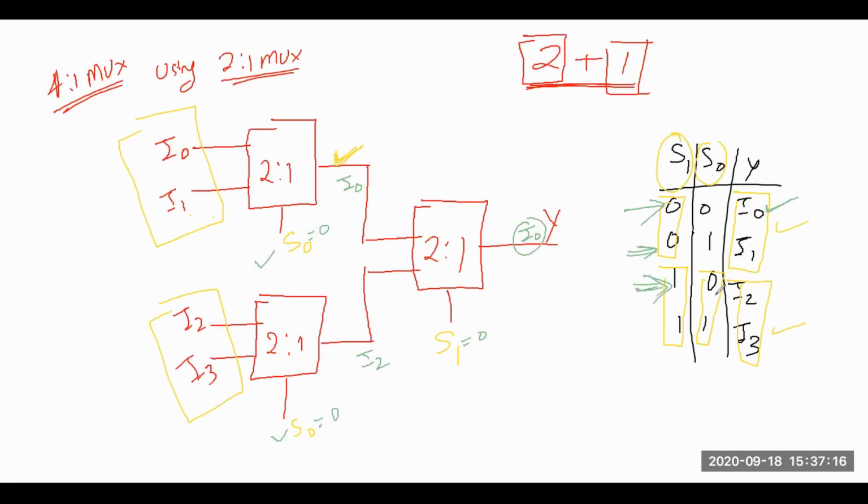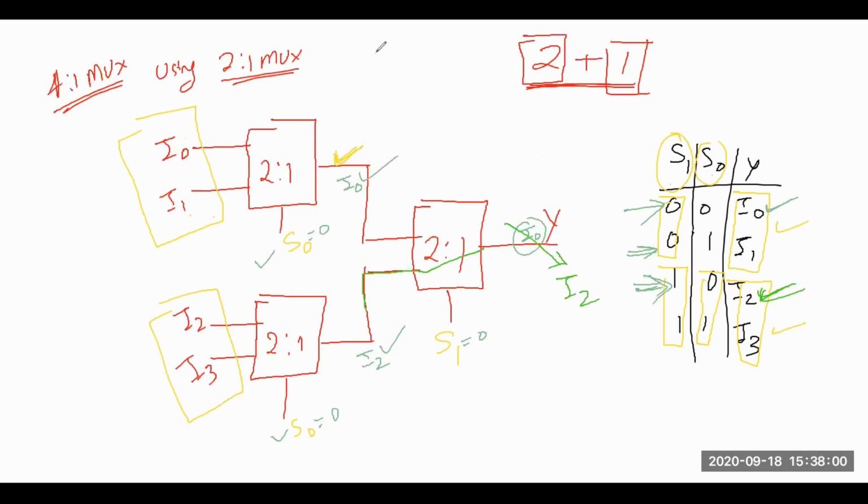Let's check the third case. When S0 is 0, I'm getting I0 here and I2 here. And if my S1 is 1, in that case, in place of I0, I will get I2, because this line will get connected to this output. The same thing is happening here also. In this way, you can verify that this circuit is working properly. So this is the way of designing a 4 to 1 multiplexer using 2 to 1 multiplexers.